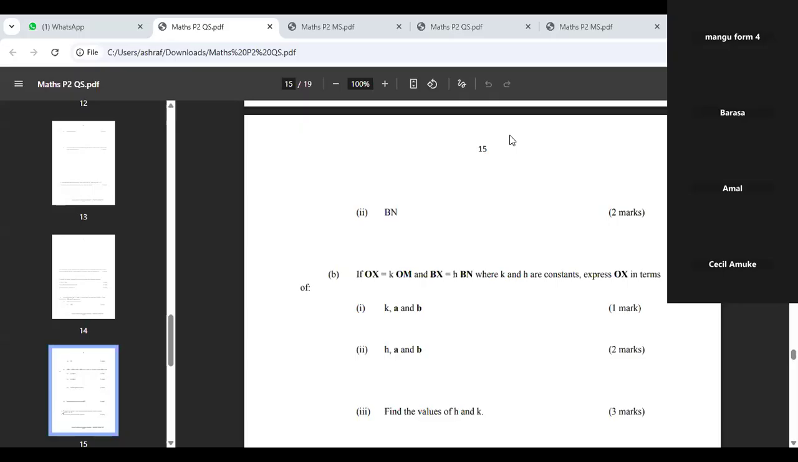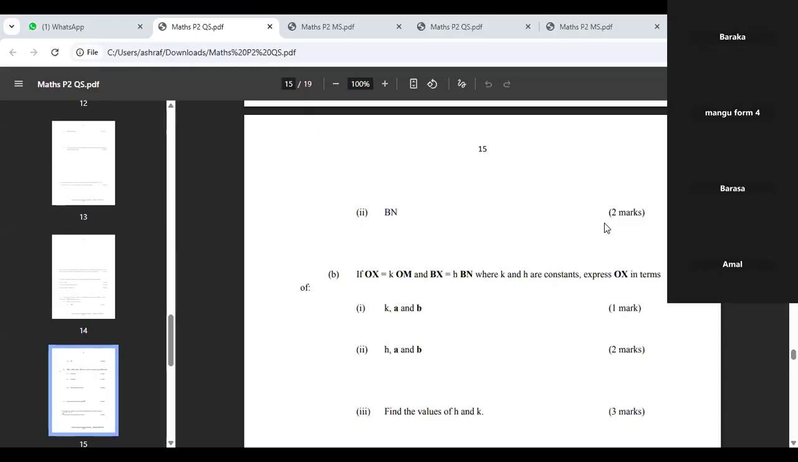Is it 1 minus H is equals to? 1 minus H is equals to negative H. Are you together? We are not responding. Are we together? Someone to respond. Yes.